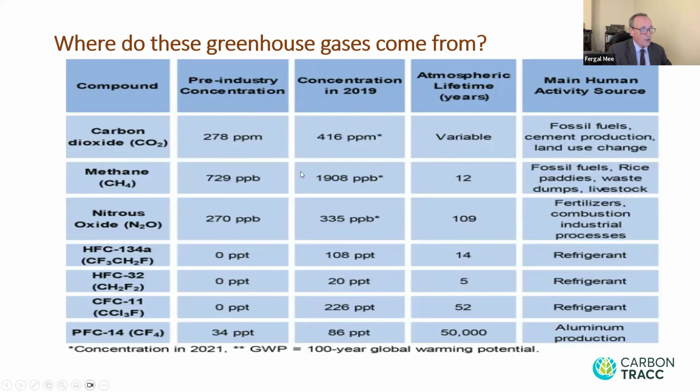Methane has increased by almost threefold. However, it lasts in the atmosphere 12.4 years. Again, fossil fuels, rice paddies, waste dumps. Nitrous oxide has increased dramatically. Can last 109 years, from fertilizers, combustion, agriculture, various hydrofluorocarbons. Again, all of these have gone from zero to significant numbers, and these predominantly come from the refrigeration business. An interesting one there is PFC-14, which comes from aluminum production.